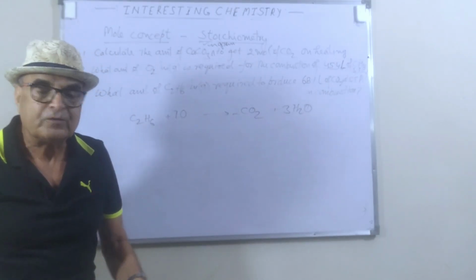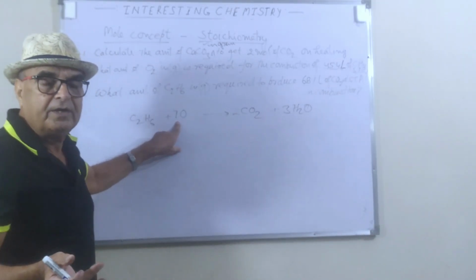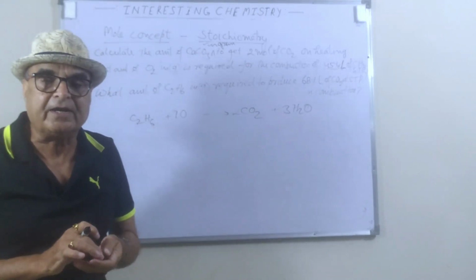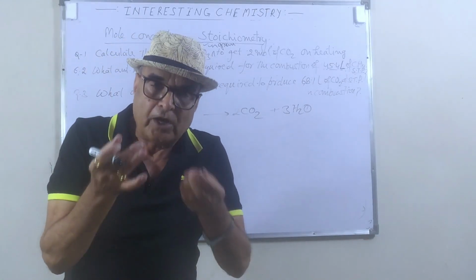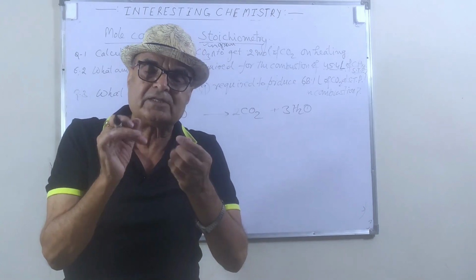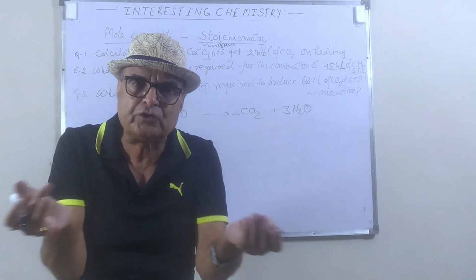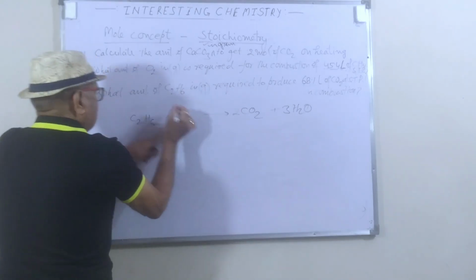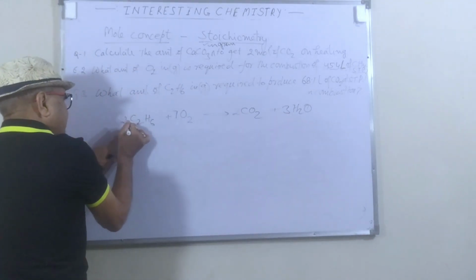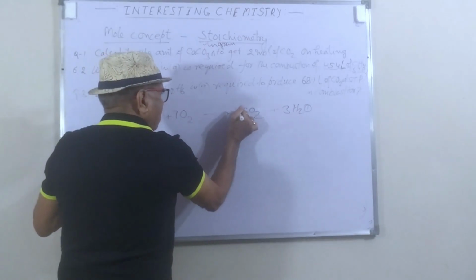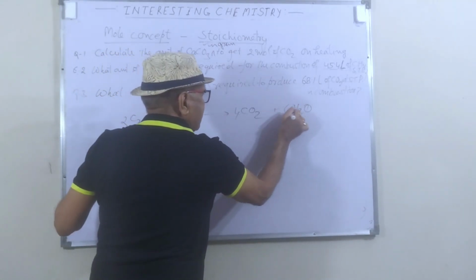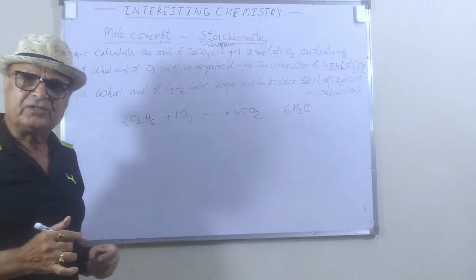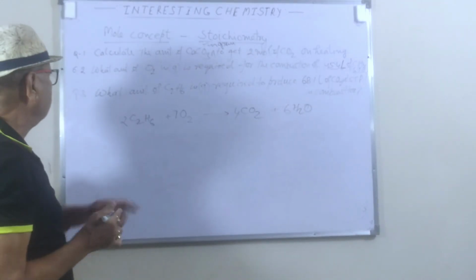Now in a chemical equation you can't write any gas in atomic form. Always the gas is written in the molecular form. So you have to multiply the whole equation by 2, and this will be 4 and this will be 6. This is your balanced equation. So come to the question.